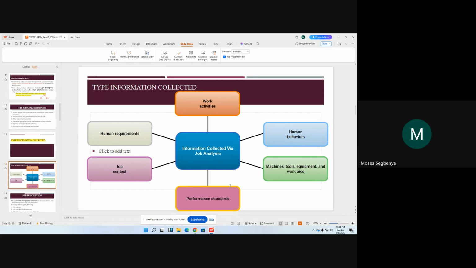So you are gathering information on job analysis, but you need to know more about what it takes to do the job. So you are collecting information on work activities, human behavior, machines, tools, and other things. And the performance standard. What is it that you need to see to say that the person has performed?